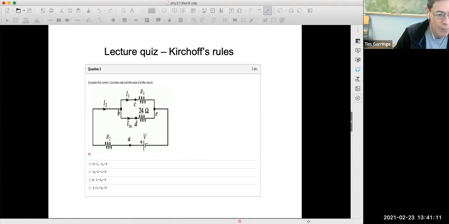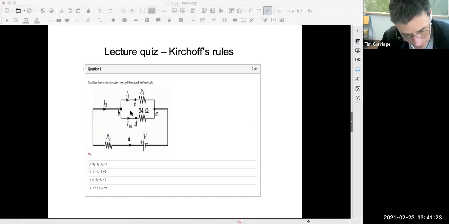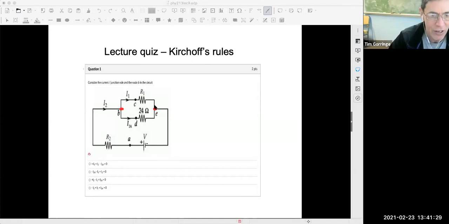Here's the lecture quiz. And you see a circuit, and it's got various nodes in this circuit. Here's a node or a junction, various junctions in the circuit. It's got several different arms in the circuit. There's a bottom arm, a middle arm, and a top arm. And the question is, what is the relationship between the currents I1, I2, and I24? So what is the relationship between those currents?